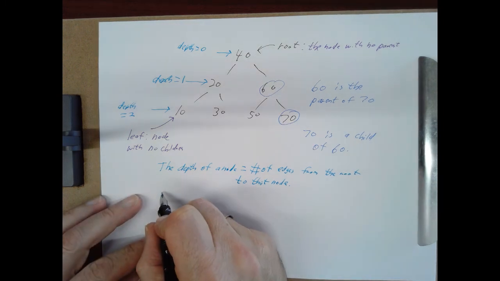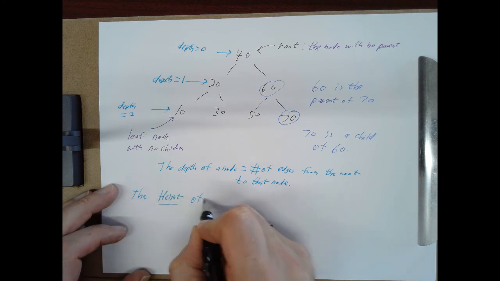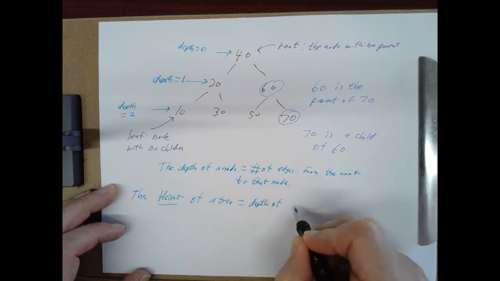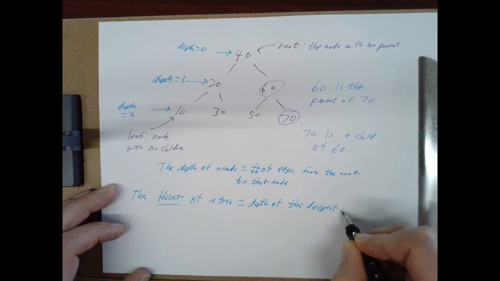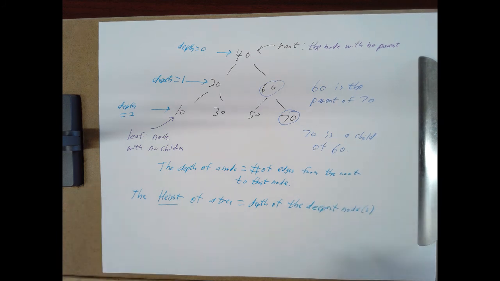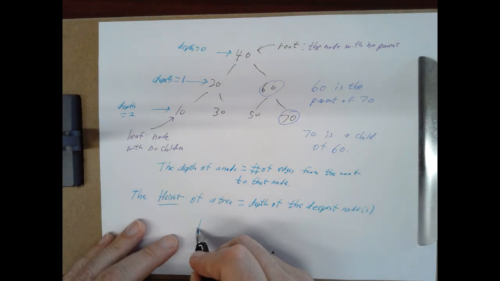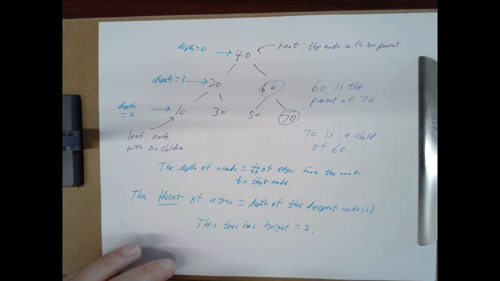And then the height of a tree equals the depth of the deepest nodes. So you find the depth of every single node in the tree. Whichever depth is the greatest, that's the height of the tree. So for example, this tree has height 2, because the deepest nodes have a depth of 2.